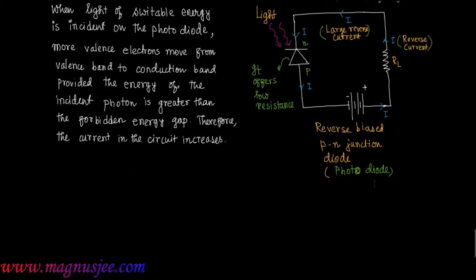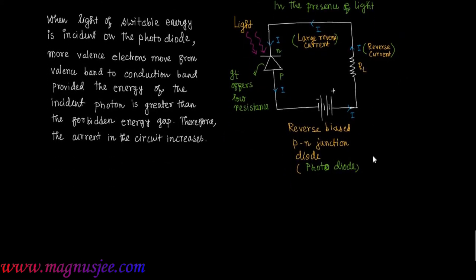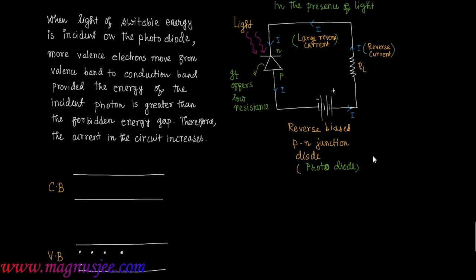And if we explain in terms of an energy band diagram, this is the conduction band and this is the valence band. In the valence band we have valence electrons which are bound to the nucleus of silicon or impurity atoms, and there are few conduction electrons, holes and conduction electrons, and this is the forbidden energy gap Eg.